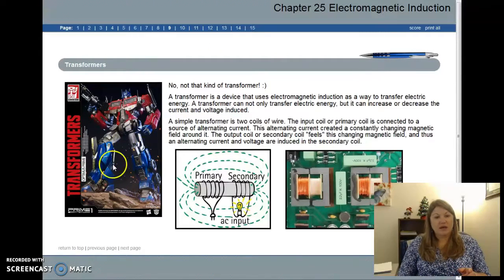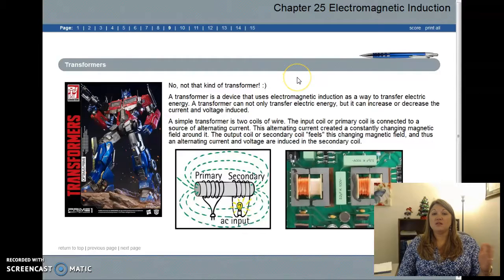Transformers. No, not this kind. A transformer is a device that uses this idea of electromagnetic induction as a way to transfer electric energy. Well, it can not only transfer energy, but it can increase or decrease the voltage carried. Before we get into that, what is a transformer?